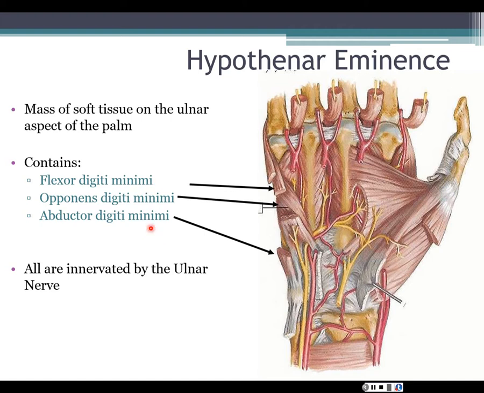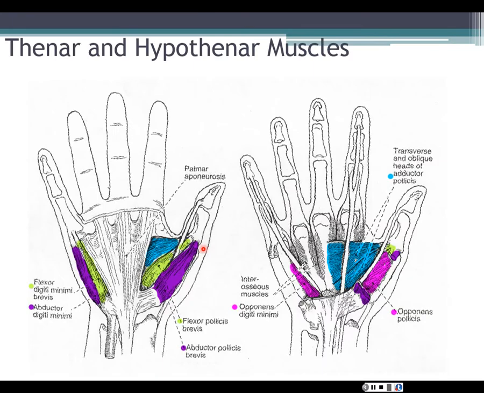For the muscles in the thenar eminence and the hypothenar eminence, I want you to know which muscles are which based on where they're at, but you do not have to memorize origin, insertion, and action. I do want you to know innervation, so know which muscles are in which eminence, and know their innervation, but you don't have to specifically know origin and insertion. Here's just a different picture to help you visualize the different muscles that we just talked about in the thenar and the hypothenar eminence.